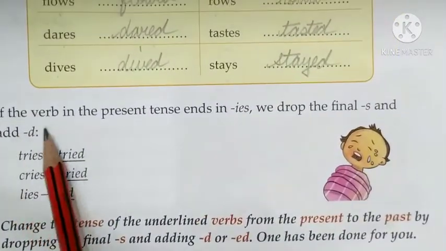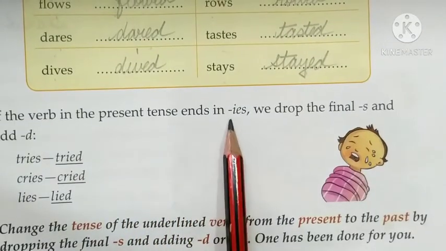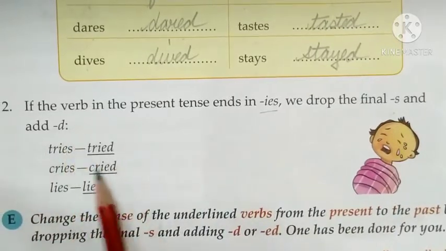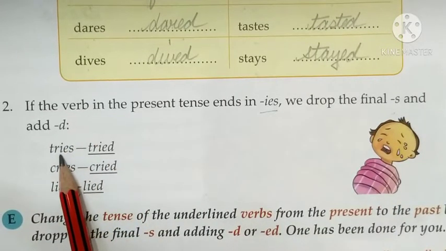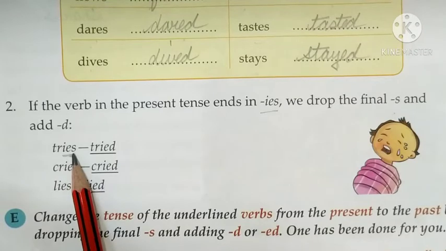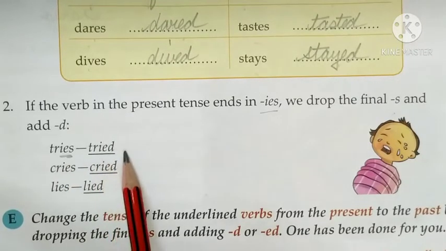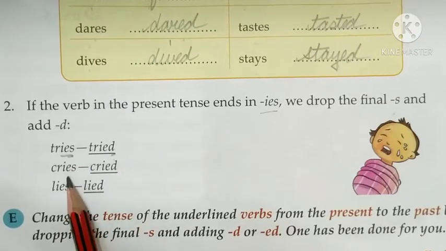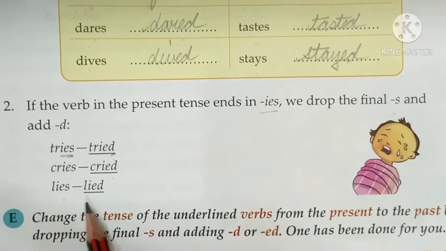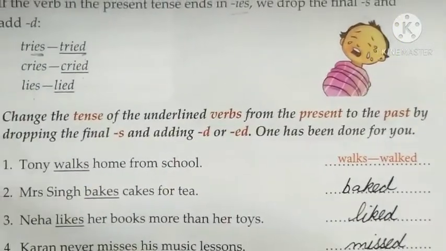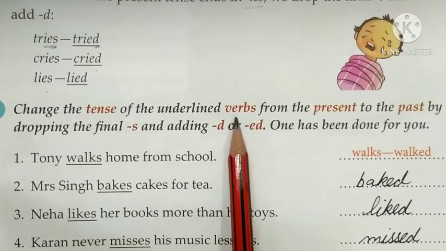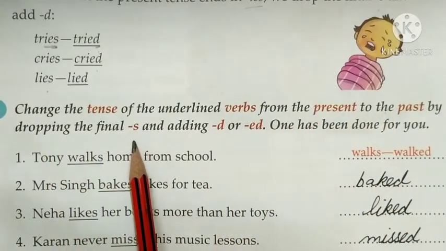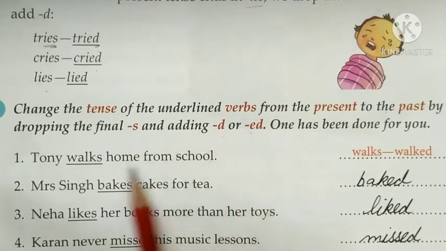If the verb in the present tense ends in ies, we drop the final s and add d, like tries, ending with ies. And how do we make it in the past? By adding d. See, removing the final s and just adding d. Cries, cried. Lies, lied. Let's see this exercise. Change the tense of the underlined verbs from the present to the past by dropping the final s and adding d or ed. Okay, one has been done.